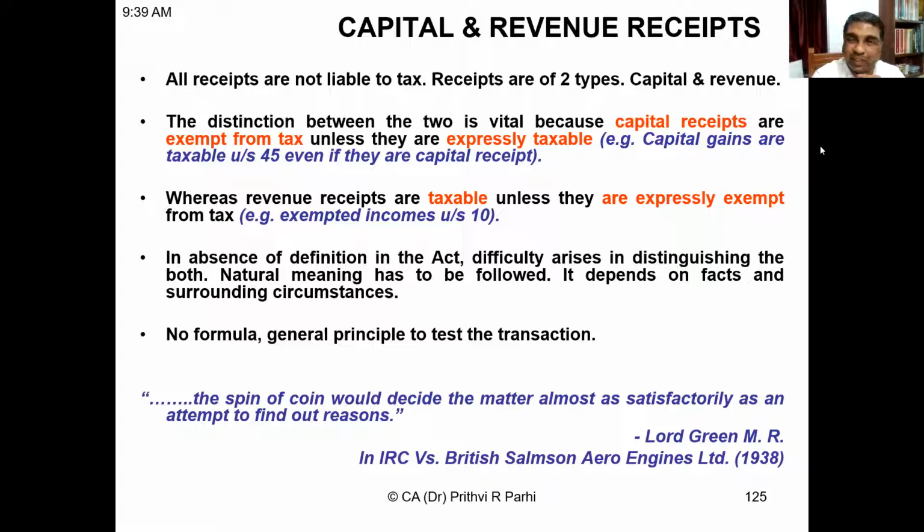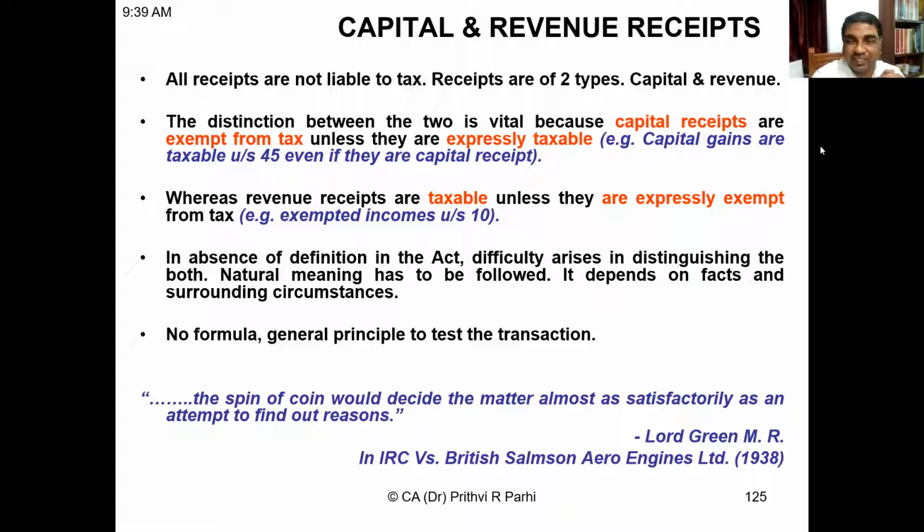Therefore, even if they are capital receipts, and even if technically someone may argue that this is not an income, since it is specifically included in the law, they will be considered as income. Accordingly, that will be taxed. Right? Is it clear to you?